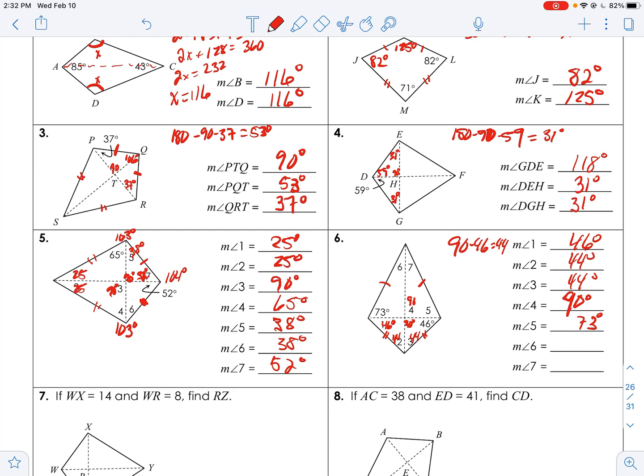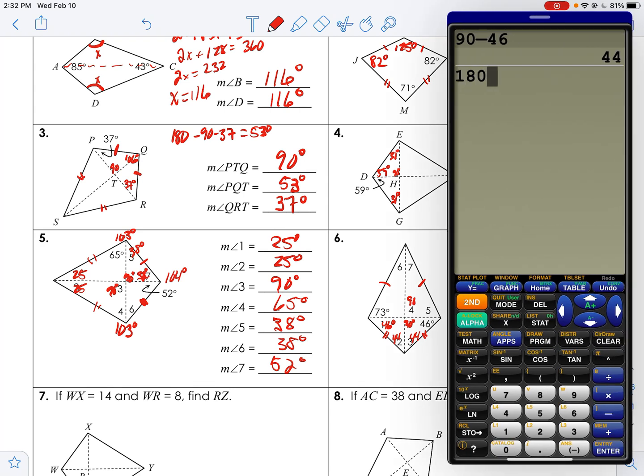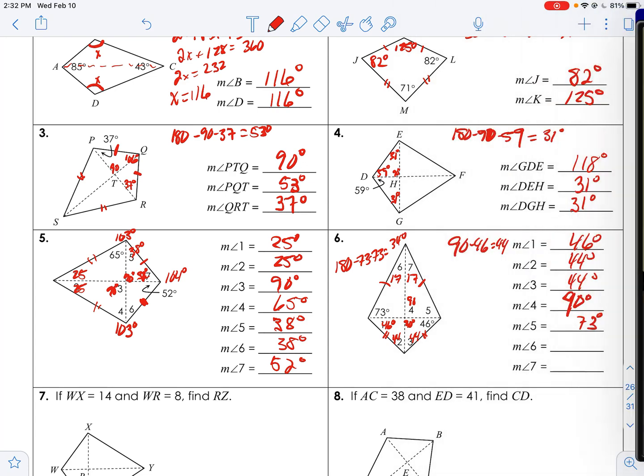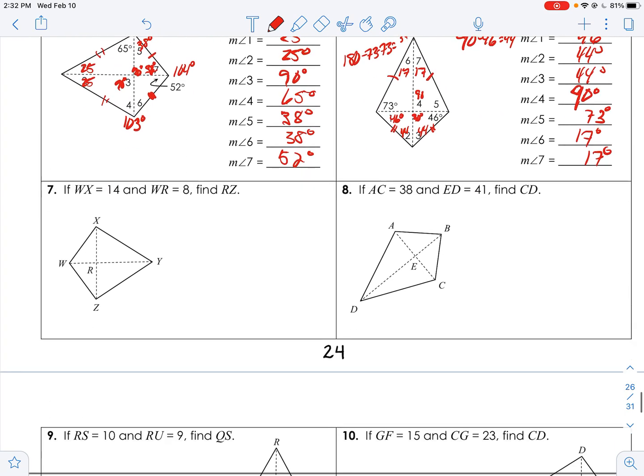And 2 73s. So 180 minus 73 twice equals 34, divided by 2 is 17. Because 180 minus 73 minus 73 equals 34. That's this one. And divided by 2 gives you the 17. So 6 and 7 are 17 degrees.